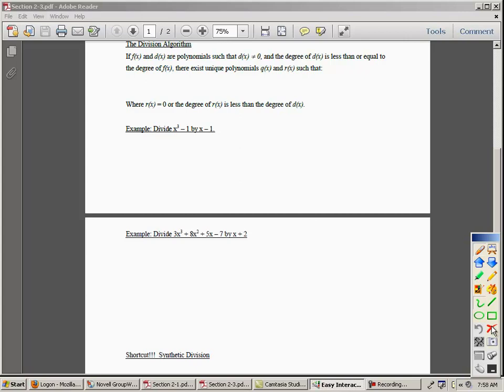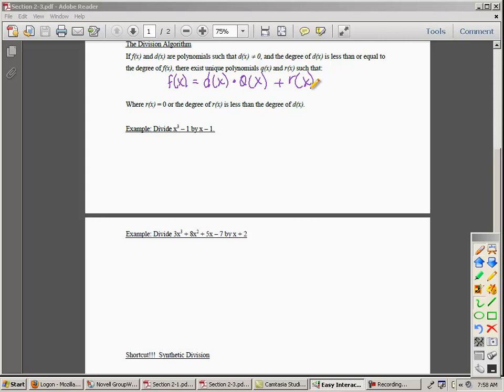Okay, the division algorithm is something that your book describes, and all I want to do is give you the notation so that you're used to seeing it. If f and d are polynomials such that d can't be 0, and the degree of d is less than or equal to the degree of f, then there are polynomials q and r. Basically, here's what it says. I can give you a function f of x, where a polynomial d times a polynomial q plus a polynomial r would end up equaling this f.